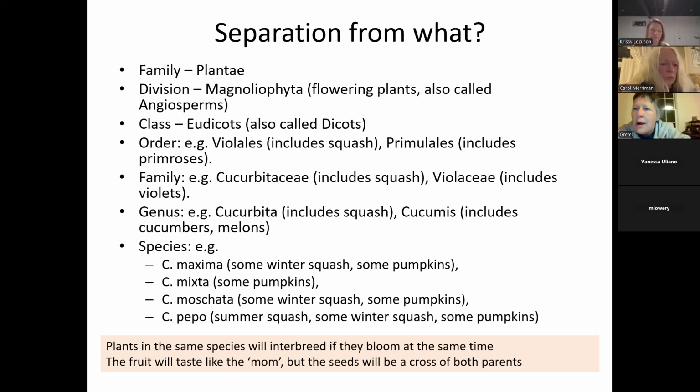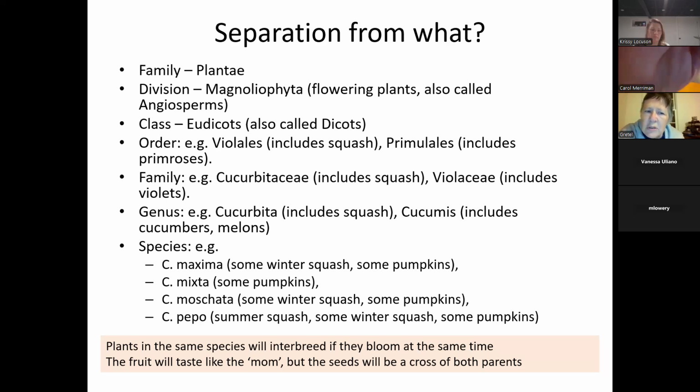So I said enough separation. From what? The from what is from other things in that species. So this is the whole or a lot of the taxonomy of squash. It's worth knowing from family on down. So this is called a cucurbit, along with all squash, cucumbers, melons, all of those things.